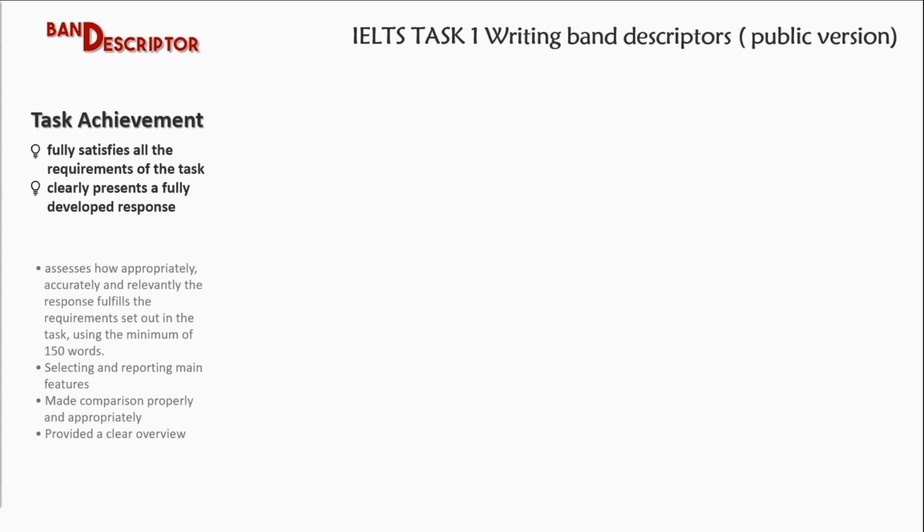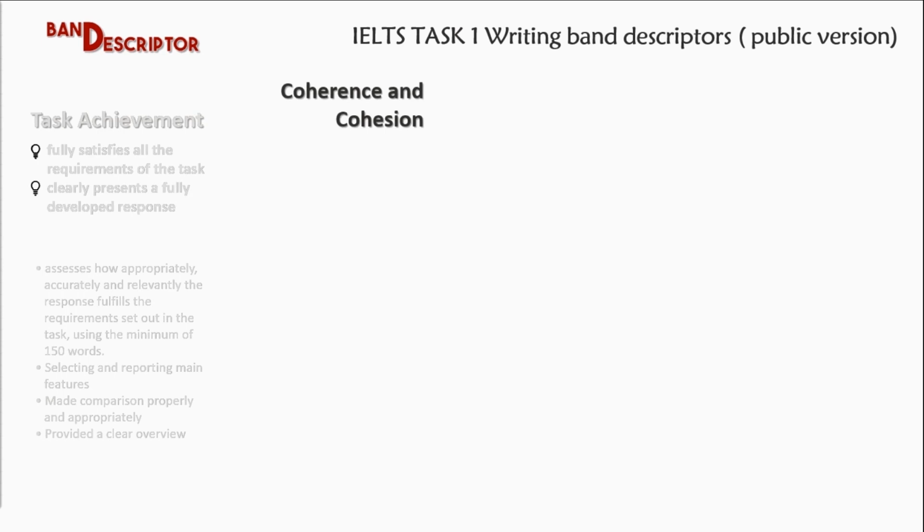Academic Writing Task 1 is basically an information transfer task which relates narrowly to the factual content of the input data or diagram and not to speculate explanations that lie outside the provided diagram or data. Here, you have to select and report the main features, make comparison, and provide a clear overview.